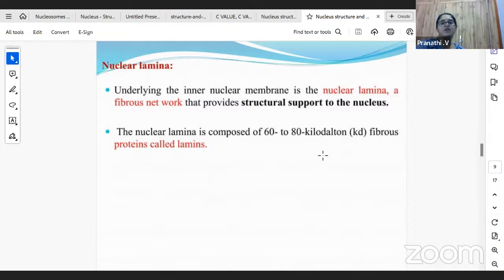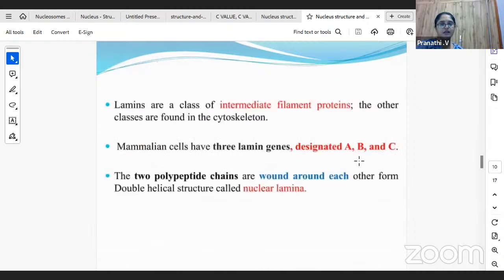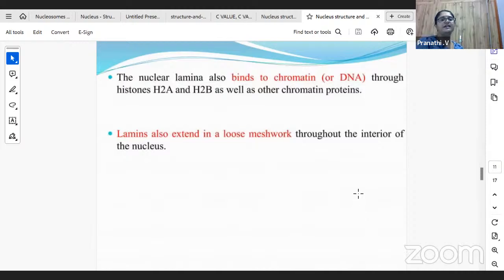envelope. The molecular weight is around 60 to 80 kilodaltons, and these are intermediate filament proteins. You have three genes, the A, B, C lamin genes, which encode the lamin proteins and the filaments. Then you have around two polypeptide chains, which are going to completely surround the nuclear lamina. And then this is going to bind to chromatin or DNA through histone proteins.